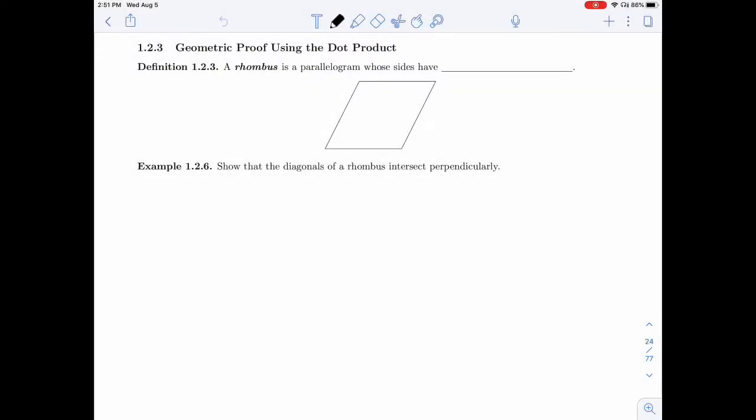Now that we have properties of dot product and we're a bit comfortable with it, I want to use this dot product to prove nice geometric results. So here's one example. A rhombus is a parallelogram whose sides have equal length. So a diamond, a rhombus, a losange, all of these things just means the sides all have equal length. So here, this vector v and this vector w have the same length.